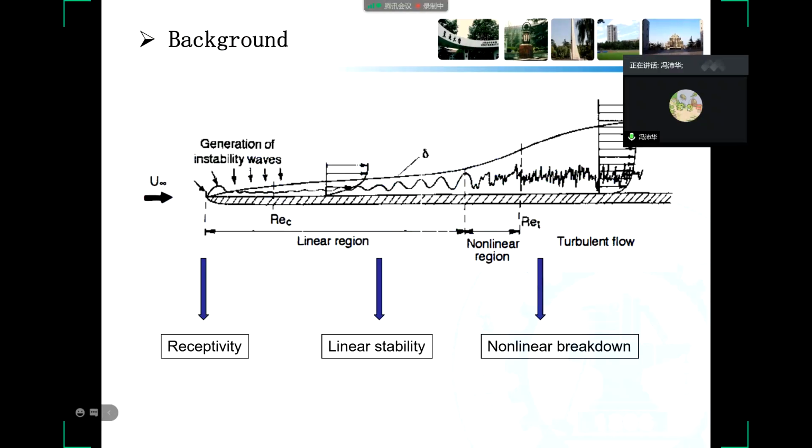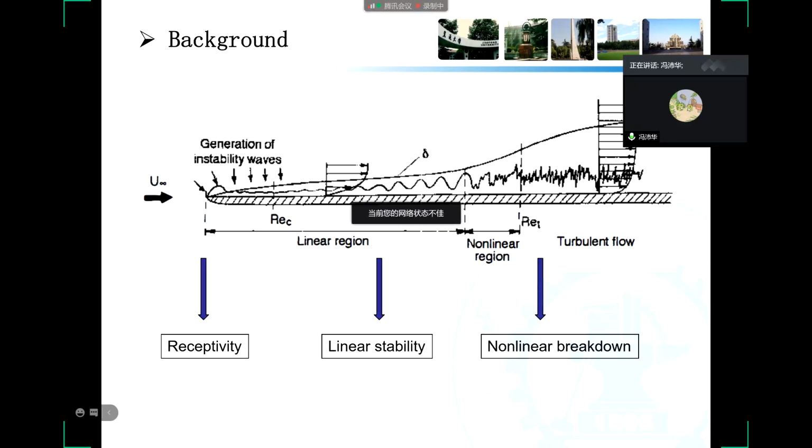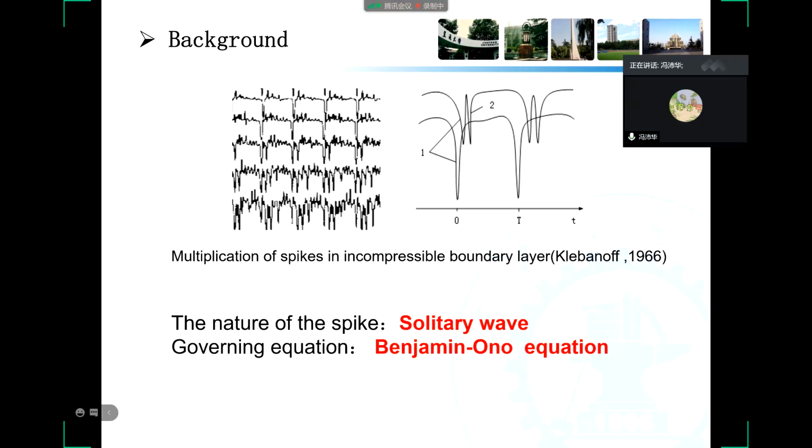First, let me introduce some of the background of my study. When we talk about the transition from laminar flow to turbulence, there usually are three stages in this transition process. The first is the linear stage, then the nonlinear stage, and last, the turbulence occurs. But before the turbulence occurs, we discovered that for nonlinear waves in the boundary layer, there is a very important phenomenon called the multiplication of spikes, which was discovered in 1966 by some Russian scientists.